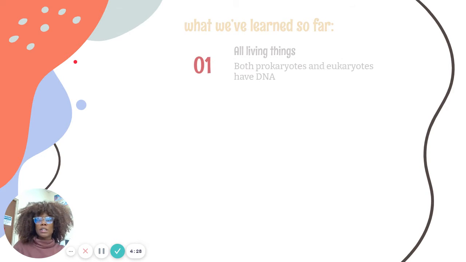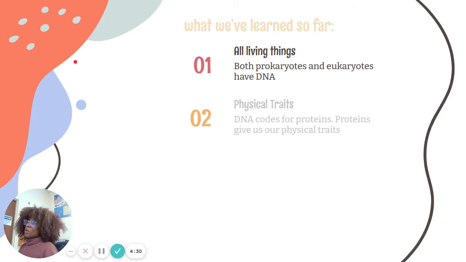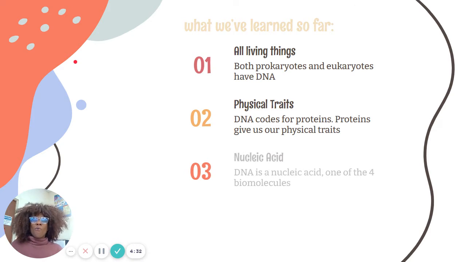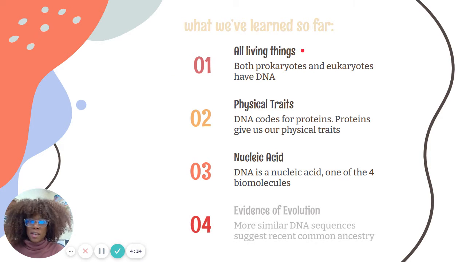Okay, so you might have learned, or you might have told me, you should have learned all of these things. One, all living things, so prokaryotes, which are simple, small organisms without a nucleus, and eukaryotes, which are large, complex organisms that have a nucleus, they all have DNA. Two, physical traits. DNA is going to code for our proteins, and proteins are going to give us our physical traits.